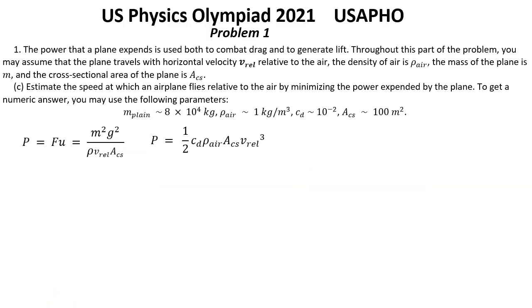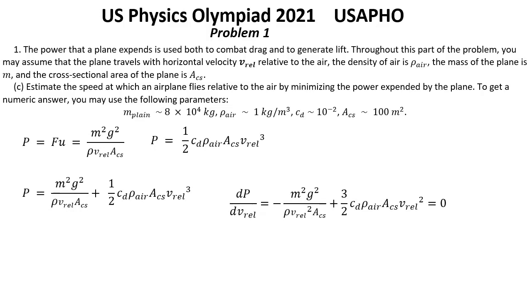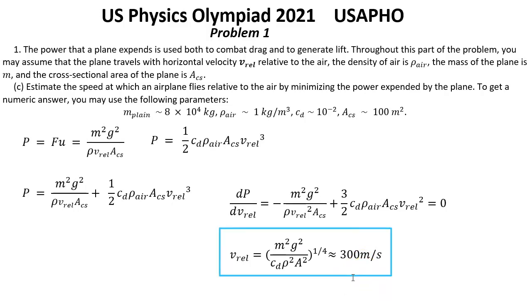Solution for question C. The total power which we need to fly equals the sum of the power against air plus the power to hold the plane on vertical. So that will be the sum of these two powers. The minimum power occurs when the derivative by speed equals 0. So we have dP over dv equal to this expression, from which we can find v equal to this expression, or approximately, using these numbers, about 300 meters per second. That was the solution for question C in part 1.